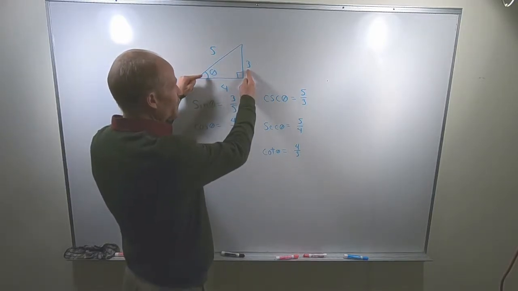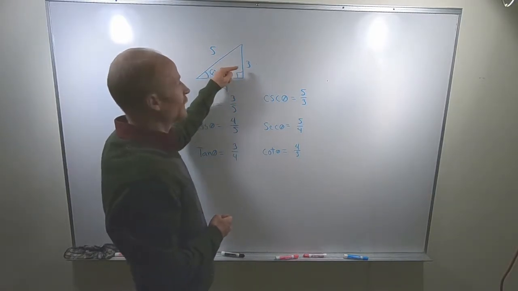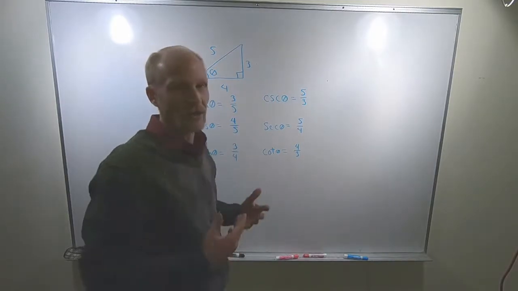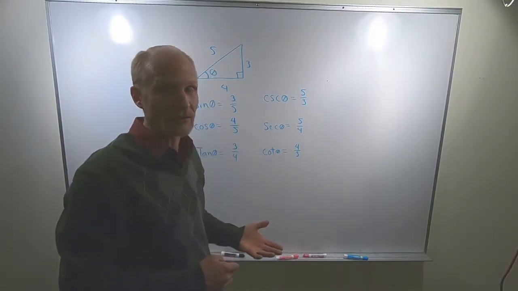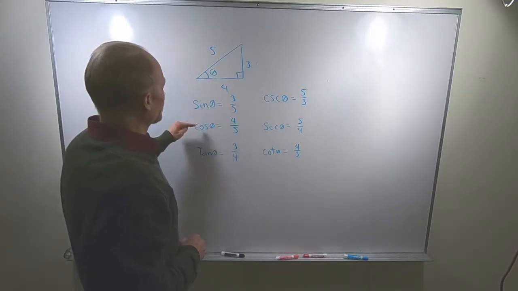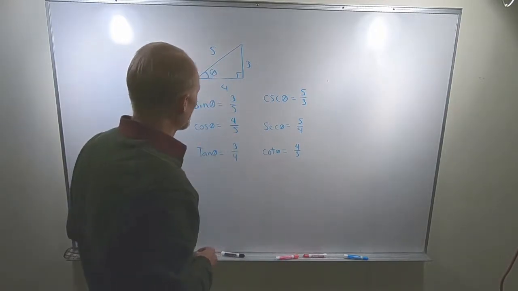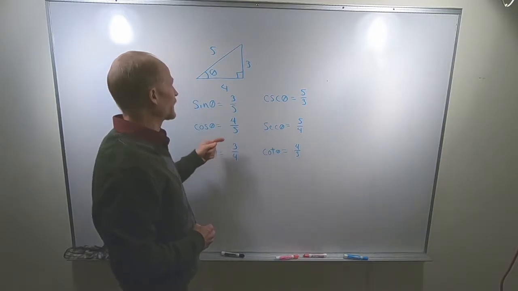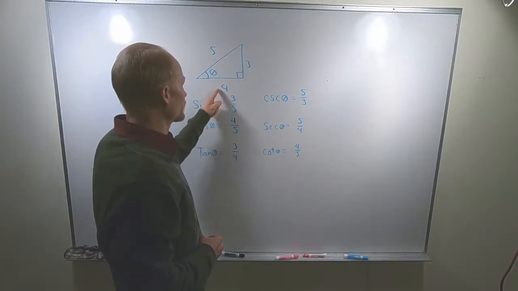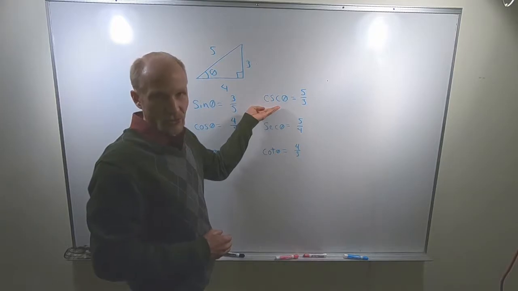We call this the opposite side because it's across from the angle. And the hypotenuse of a right triangle is always the longest side. The cosine is defined as adjacent over hypotenuse, and the tangent is defined as opposite over adjacent. And then we got their buddies over here.